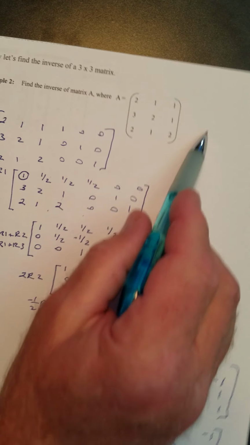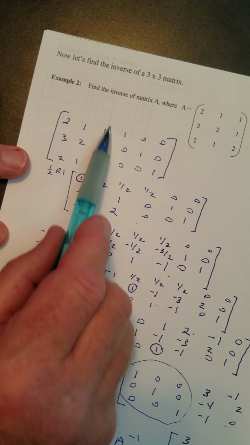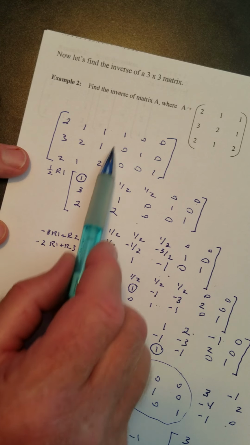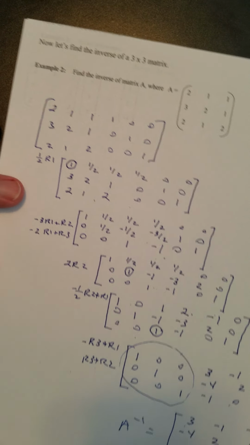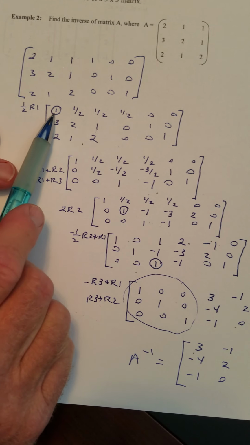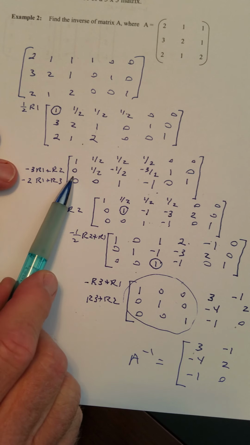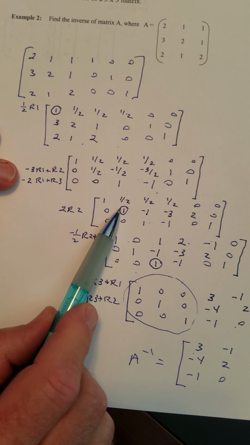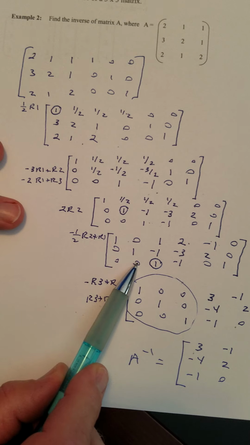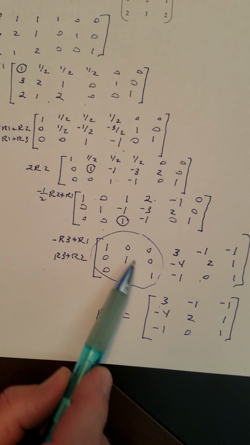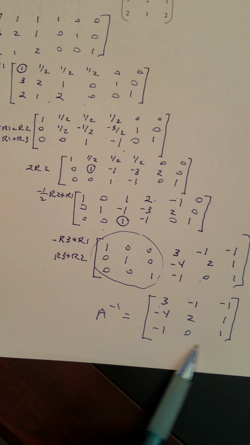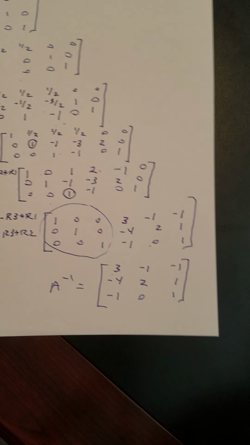So again, I want to find the inverse of this matrix A here. My first step is to put the matrix here and the identity on that side. I follow Gaussian elimination. I get a 1. I got 2 zeros. I got a 1. I got 2 zeros. I got a 1. I got 2 zeros. And the answer is the matrix over on the right.